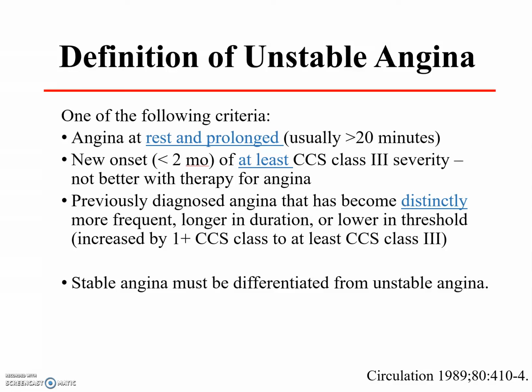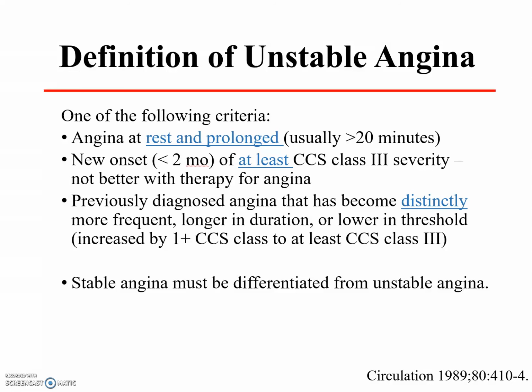Or the other situation of unstable angina is where a patient had angina before, and then it distinctly becomes more frequent, longer in duration, or it is lower in threshold. That means that it increased by at least one class to CCS class 3. So say they started at class 1, and all of a sudden they're up to class 3 angina. So that's something we sometimes call crescendo angina. So it's kind of going up in nature and getting worse.